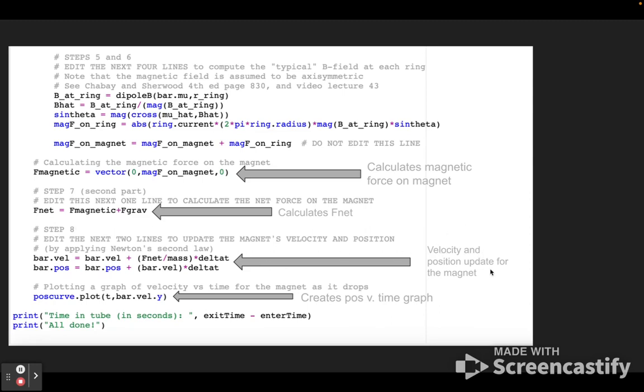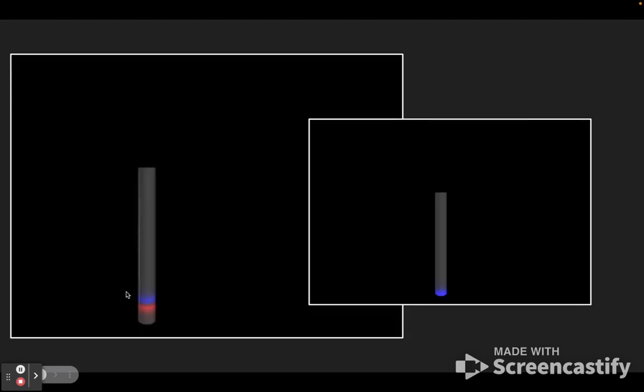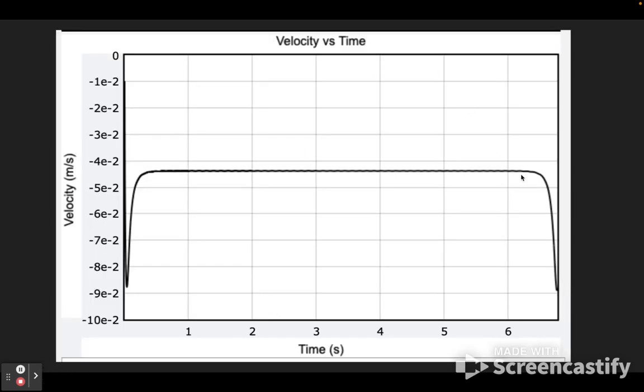These are the velocity and position updates for the magnet. That again just helps the magnet to move through the tube in the model. And then this creates the position versus time graph, which you'll see soon. So as you can see, this is it falling through the tube. Obviously this is the tube, this is the magnet with its north and south end, and this just shows the progression as it falls. This is the velocity and time graph that it yielded.